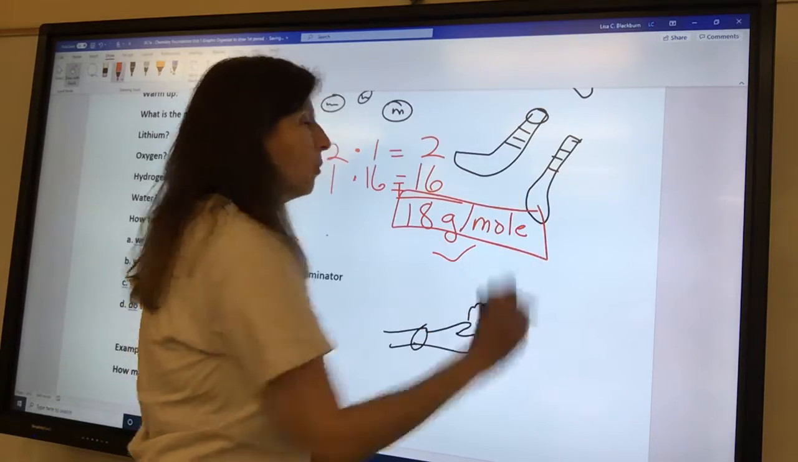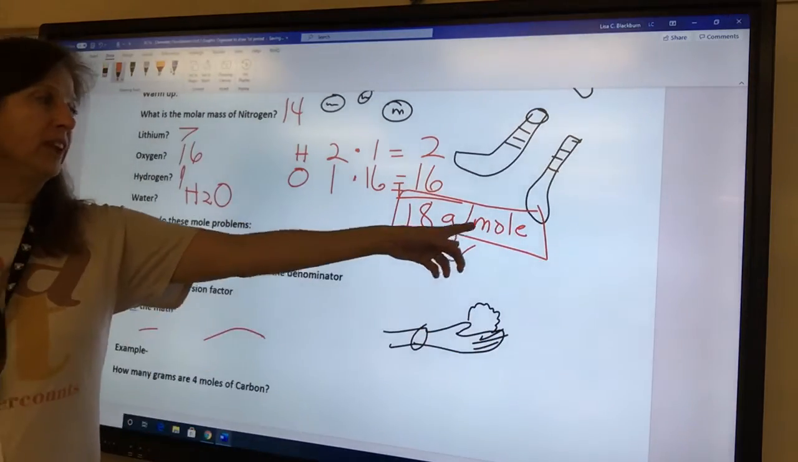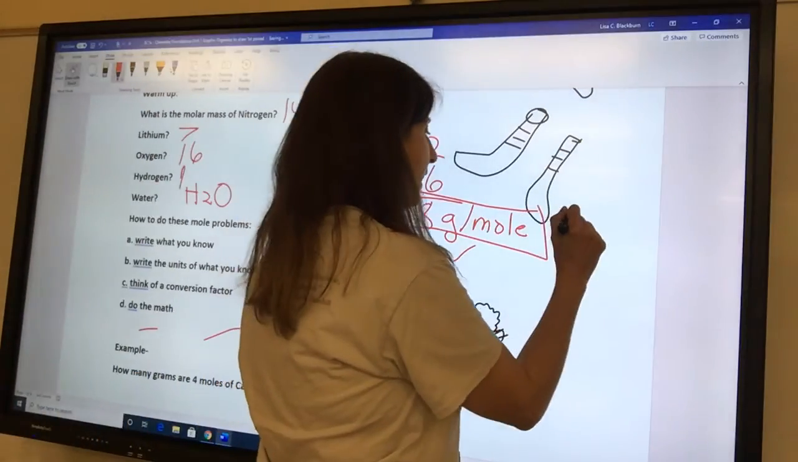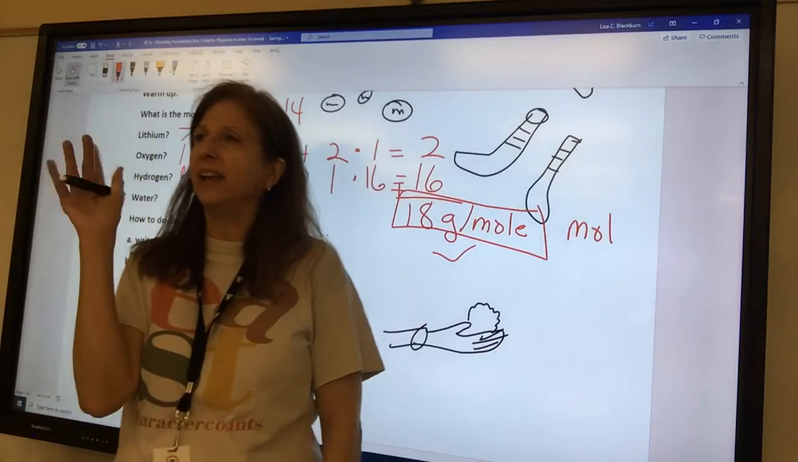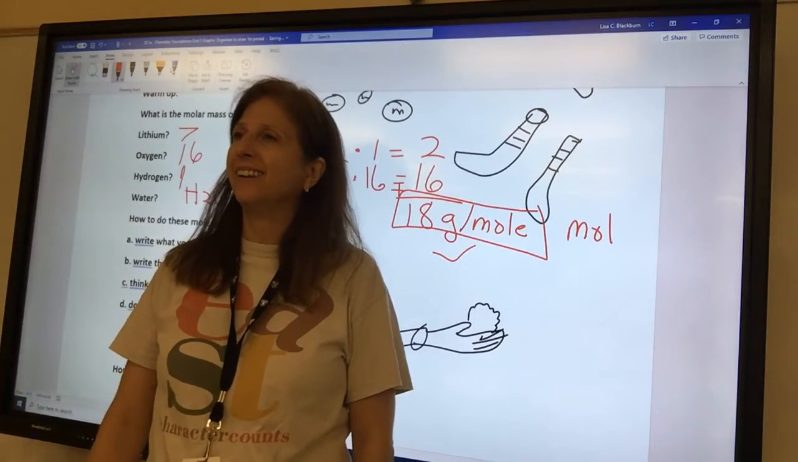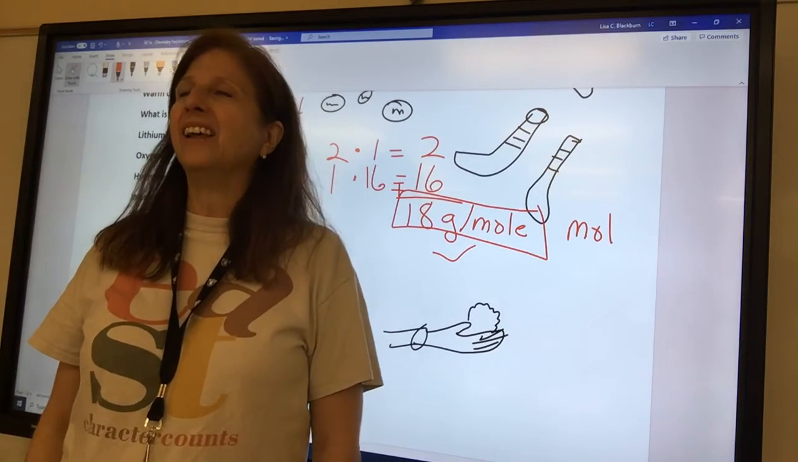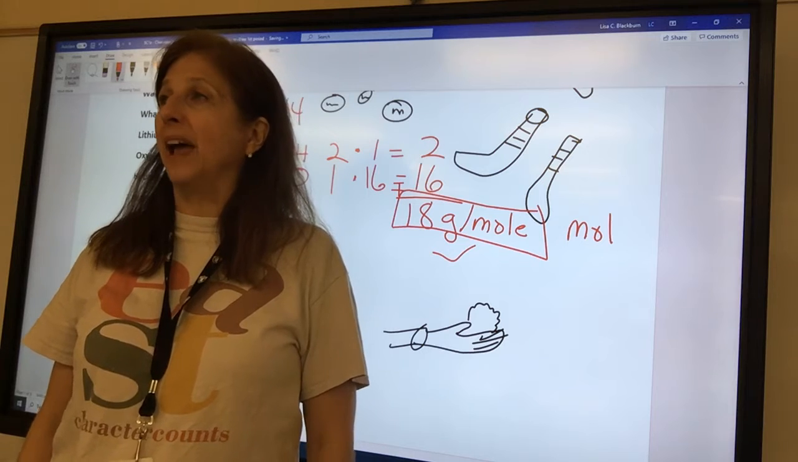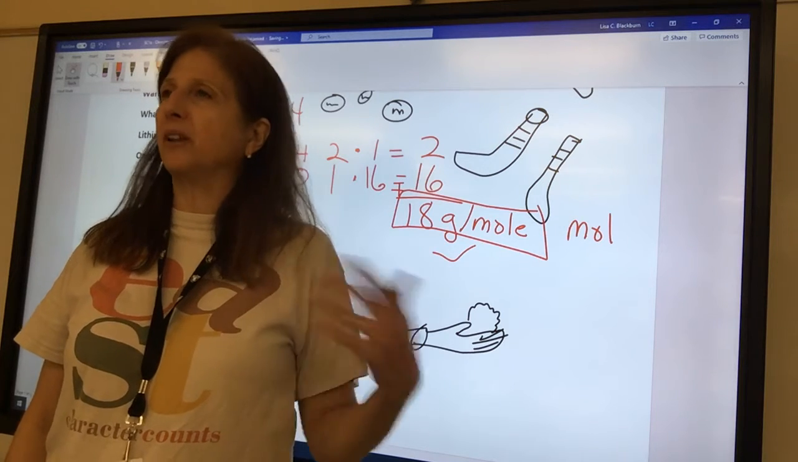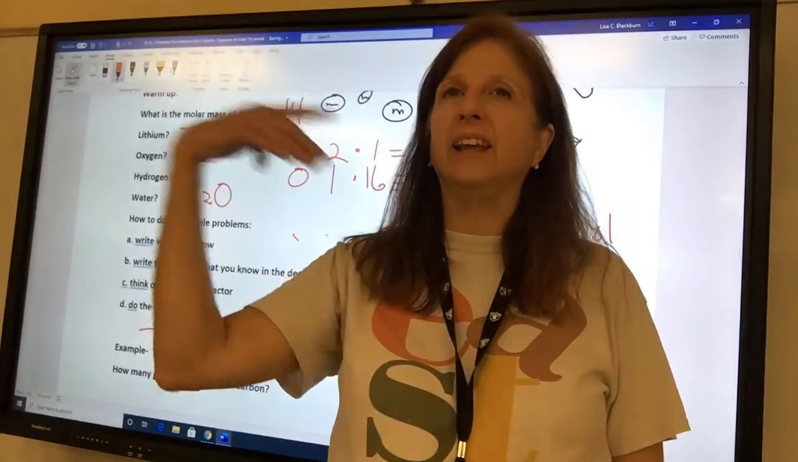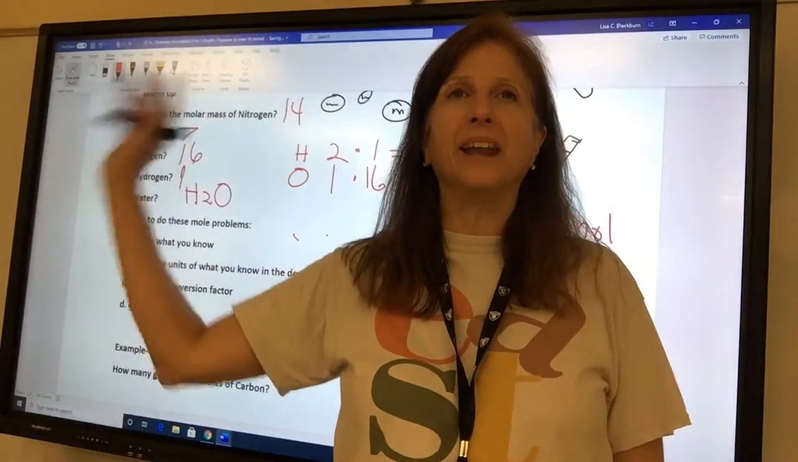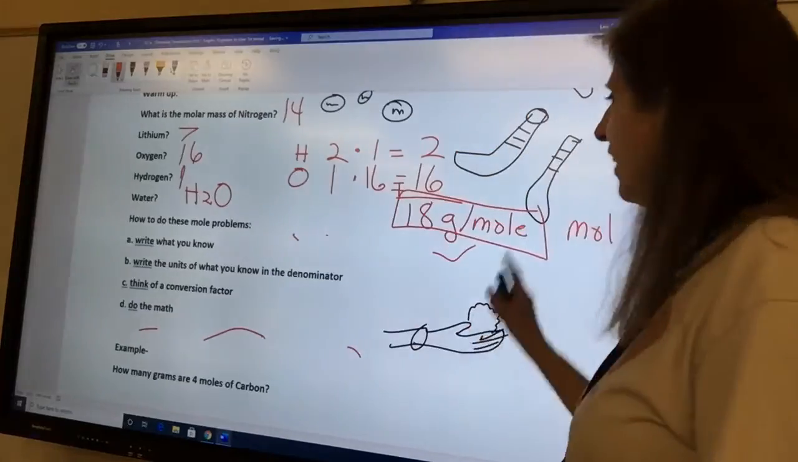Grams per mole. Now, we're nerds, so the abbreviation for mole, M-O-L-E, is mol. My hand is so much better off not writing that E. It's like sine: the abbreviation for sine in math is sin, so it looks like the sin button on your calculator. Can't write that E, it would tucker my hand out. Okay, so that's how you do it.